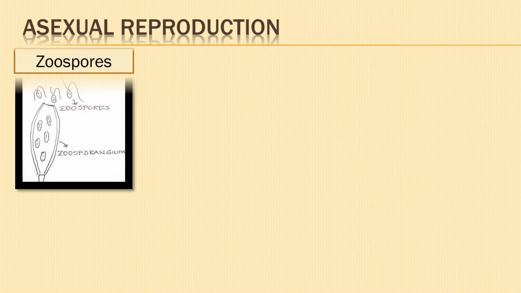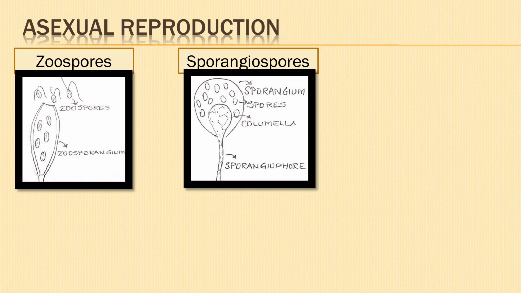Next is asexual reproduction. The different methods of asexual reproduction are: first, by zoospores. Zoospores are motile, flagellated spores formed within the sporangium, seen in Phytophthora. Sporangiospores are non-motile spores produced inside the sporangia. Example, Rhizopus.